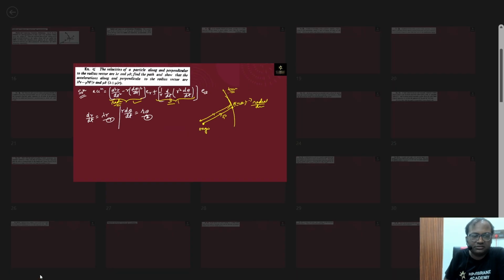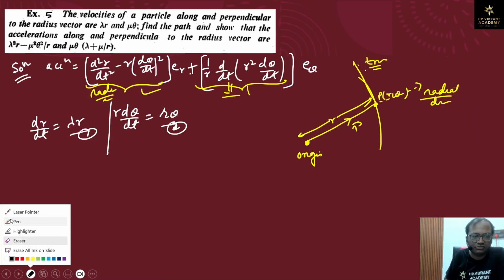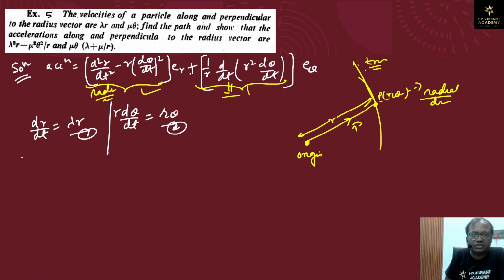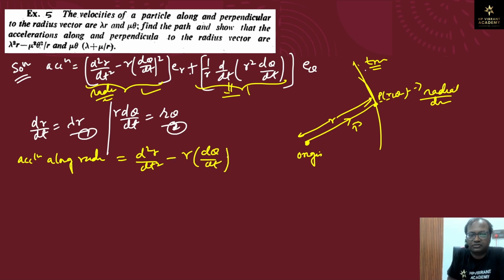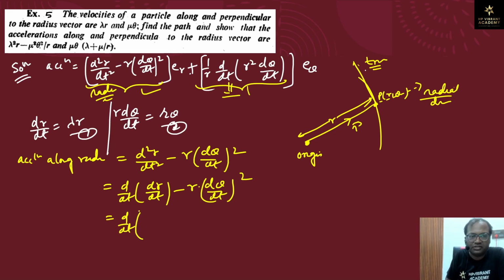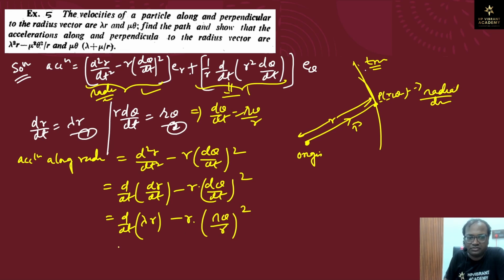So we have dr/dt is λr. The acceleration along the radius vector is d²r/dt² minus r (dθ/dt)². This is equal to d/dt of (dr/dt) minus r (dθ/dt)². This is equal to d/dt of (λr) minus r into (dθ/dt), where dθ/dt is μθ/r. From here we have dθ/dt equal to μθ/r, and this is whole squared. This is equal to λ dr/dt minus r into μ²θ²/r².